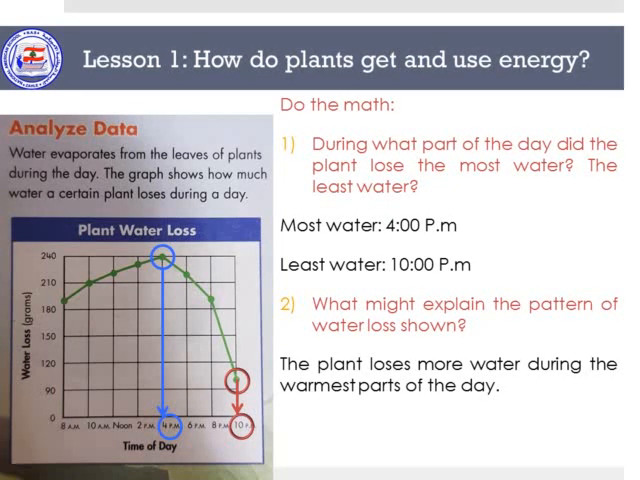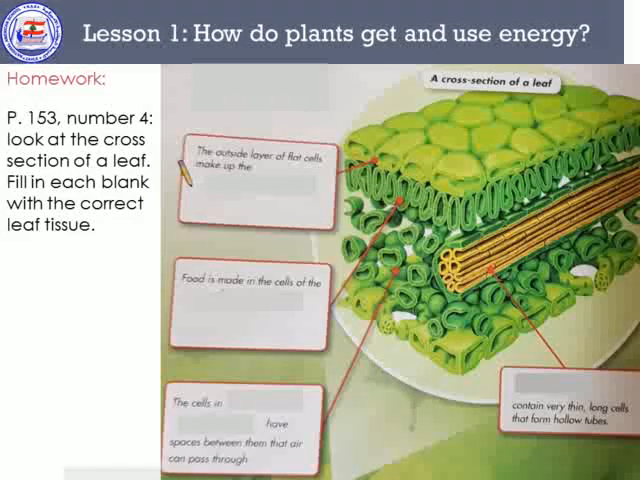Now, as homework, I need you to fill in the blank in this following picture. The outside layer of flat cells make up the food is made in the cells of the cells in have spaces between them that air can pass through, and finally contain very thin, long cells that form hollow tubes.